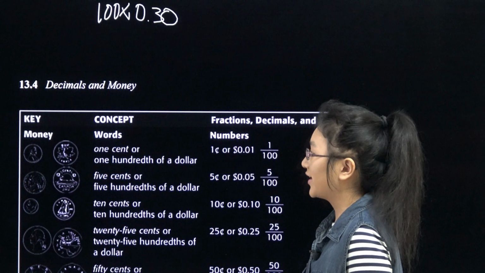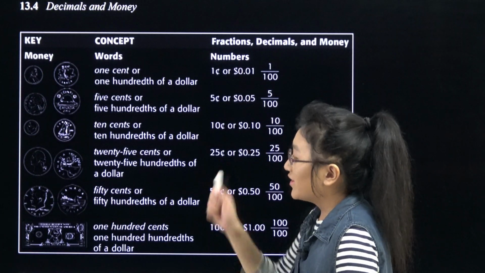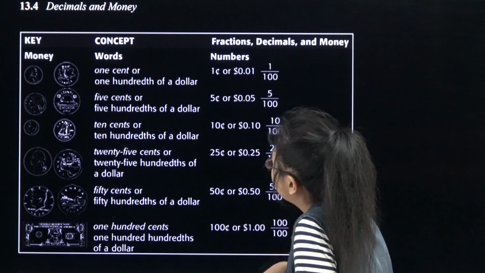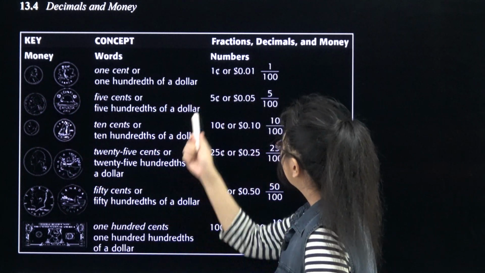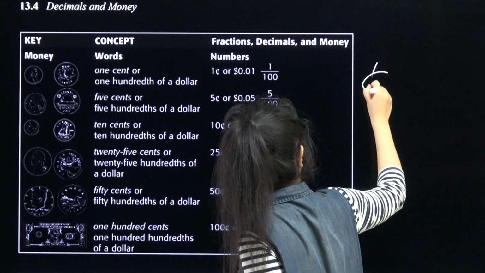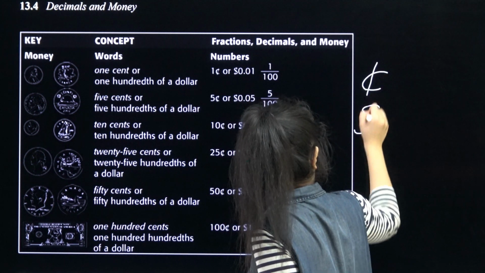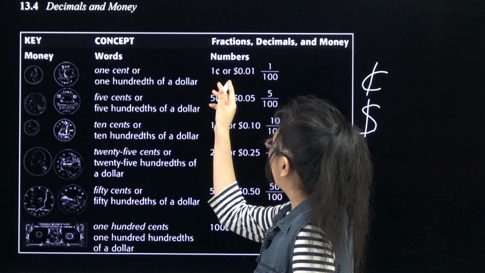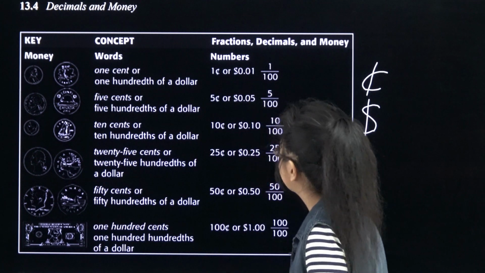Now let's do some more connection to the real world. Decimals and money. 1 cent is 1/100th of a dollar. That's a Canadian cent, that's the American cent. The cent sign looks like a C with a cross through it, and the dollar sign looks like an S with a cross through it. 1 cent or 0.01 of a dollar, or 1/100th of a dollar.